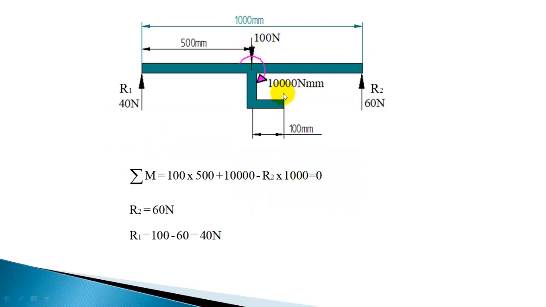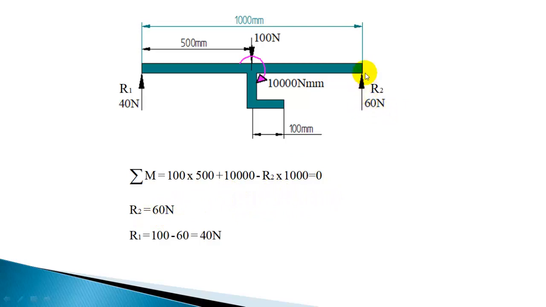So if I move the force here, 100 Newton is acting on the beam at the midpoint, and along with the couple, that is 100 into 100, that is 10,000 Newton mm. Now you can calculate the reactions. Let us take this reaction as R1 and this as R2. Moment summation will give 100 into 500 plus 10,000 minus R2 into 1000 is equal to 0. So R2 will be 60 Newton.